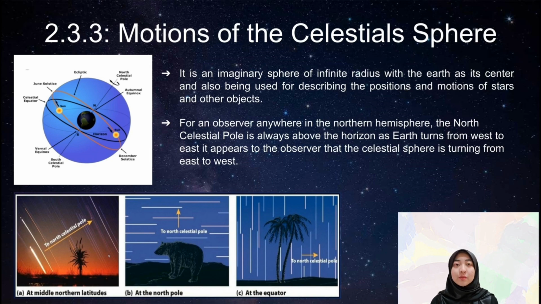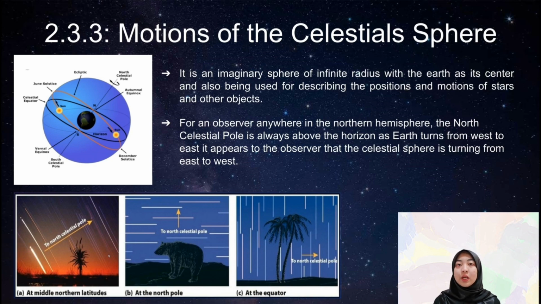The ancient Greeks mistook this illusion for reality, imagining that the stars and constellations lie on a great celestial sphere that surrounds Earth. Although no such sphere exists, we still use this convenient concept to locate the stars and other celestial objects. The celestial sphere is an imaginary sphere of infinite radius with the Earth as its center, and is also used for describing the positions and motions of stars and other objects.